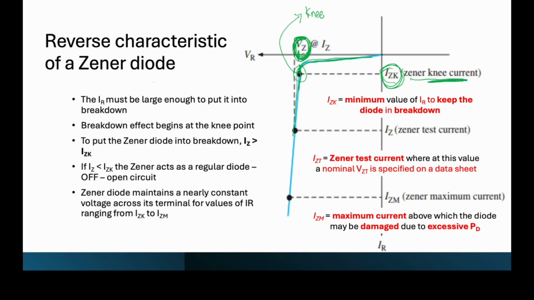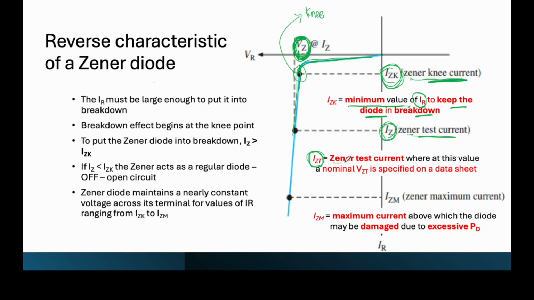Okay, Zener knee current, which is a minimum value of the current in order to keep the Zener diode in breakdown, meaning a starting current for a Zener diode to start to operate. And IZ is a Zener test current. In some reference books you can see it represented as IZT, and in some books it is referred to as IZ.